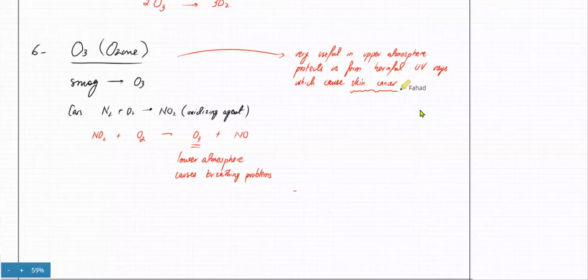So any questions about this? Is this clear to everyone, the harmful effects of these pollutants? Am I clear, Saad, Anna? Yes. Okay, just give me 1 second.